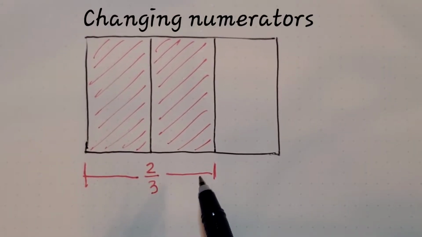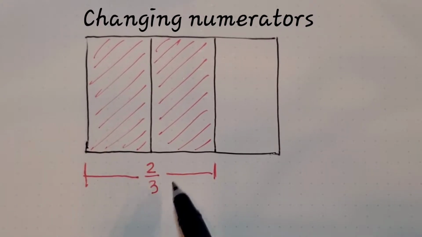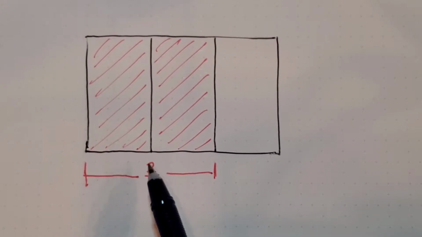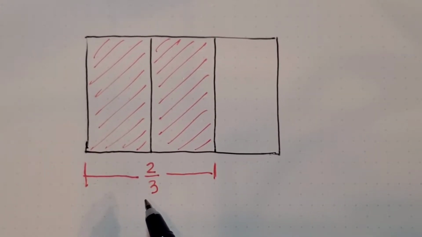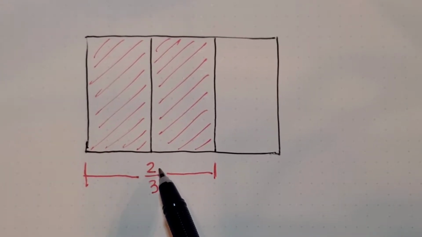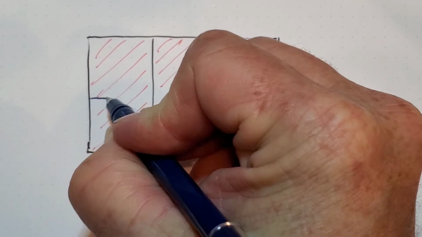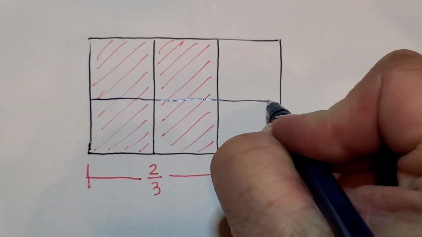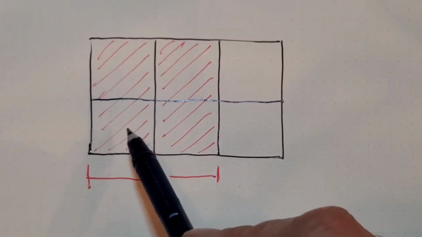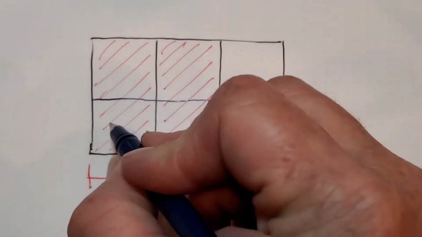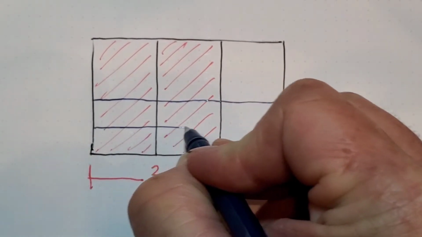So in this example, you can see that I'm starting with the fraction 2/3. I have 2 of these 3 equal sized pieces shaded in. But I want an equivalent fraction. And what I want to do is change the number of equal sized pieces from a 2 to an 8. So how do I do that? Well, if I draw a horizontal line here, I now have 4 equal sized pieces that are shaded, but I said I wanted 8. So I need to do this one more time.